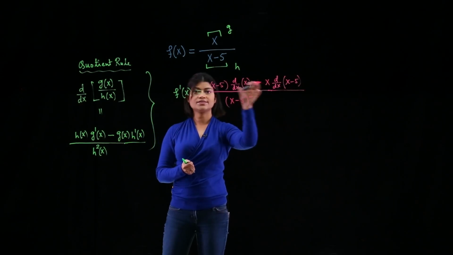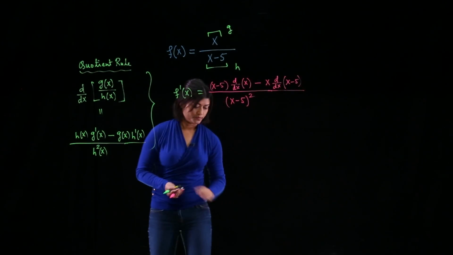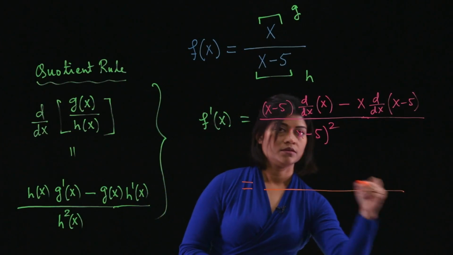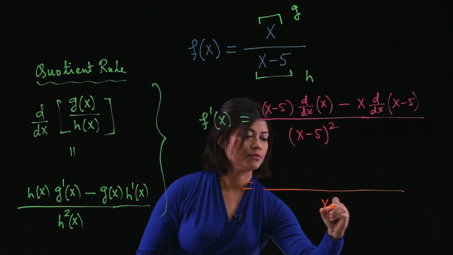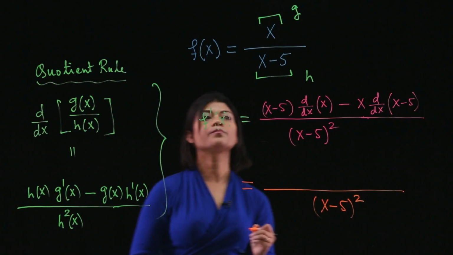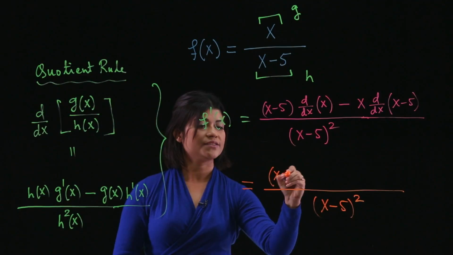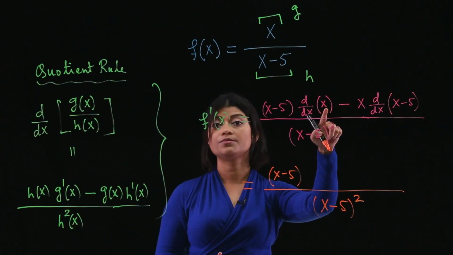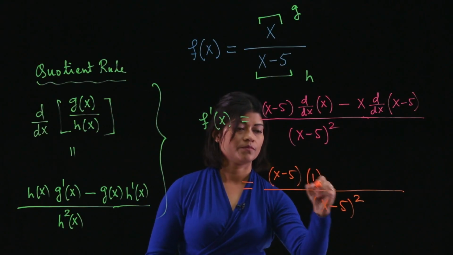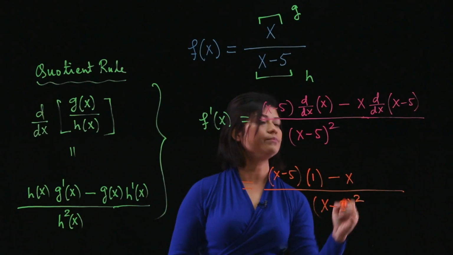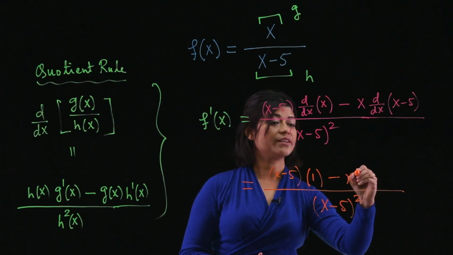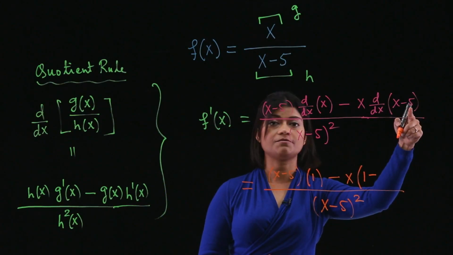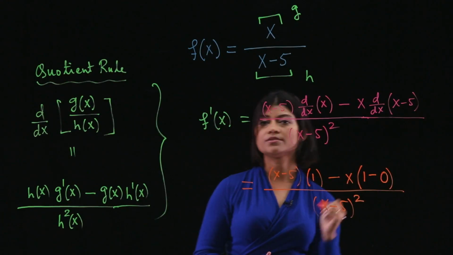Now you have to evaluate these derivatives and then simplify. So we don't have to do anything with the denominator right now. So keep it as it is. In the numerator, we have x minus 5 times, this is where you have to evaluate this derivative. So what is the derivative of x? Just 1. Minus x times, let's compute the derivative of x minus 5. So d dx of x is 1. Minus d dx of 5, which is a constant, so the derivative is just 0.